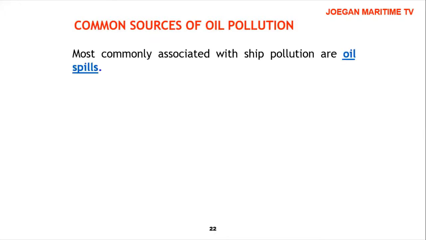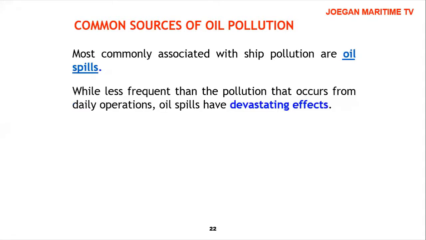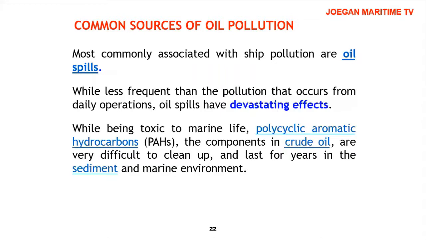Common sources of oil pollution, most commonly associated with ship pollution, are oil spills. While less frequent than the pollution that occurs from daily operations, oil spills have devastating effects. While being toxic to marine life, polycyclic aromatic hydrocarbons, the components of crude oil, are very difficult to clean up and last for years in sediment and the marine environment.